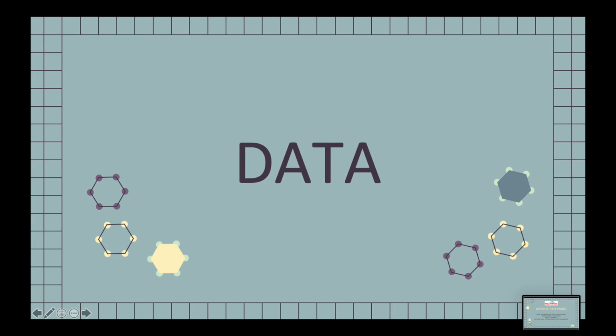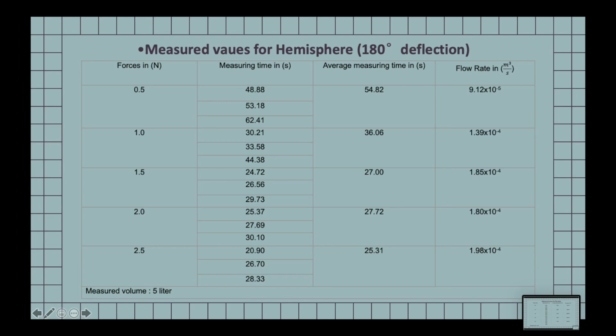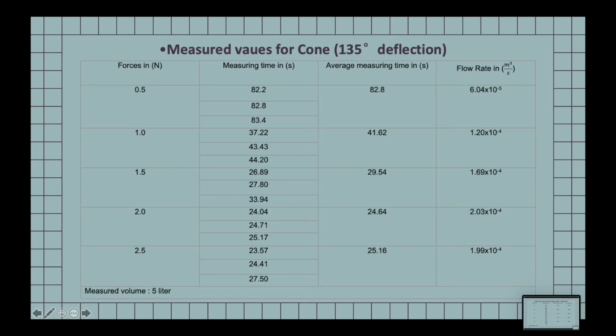These are the data obtained from the experiment. First, the measured value for the flat plate. Next is the hemisphere, 180-degree deflection, and the cone, 135-degree deflection. And these are the results.